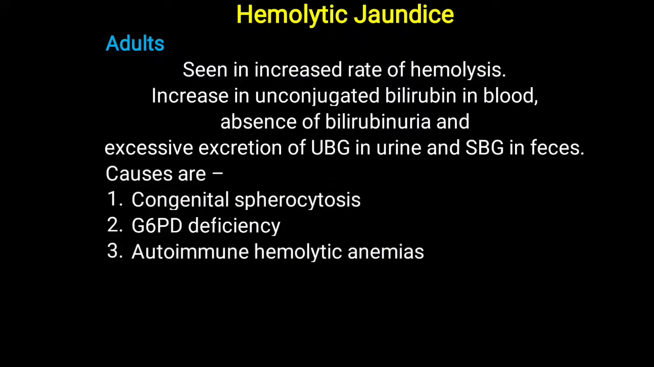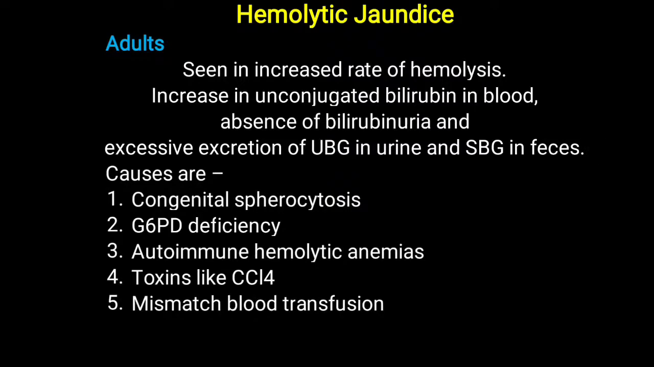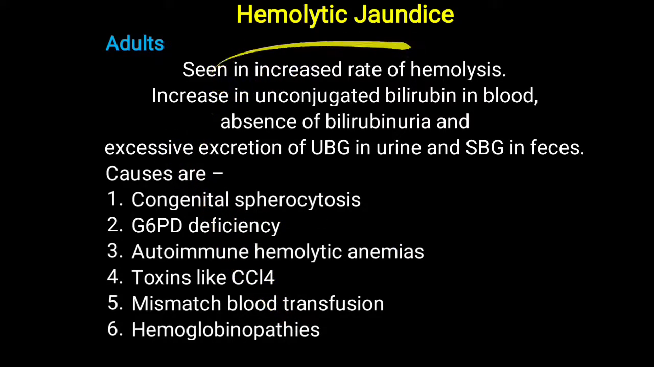Similarly, in autoimmune hemolytic anemia, the immune system works against the red blood cells, leading to hemolytic anemia, and that also creates hemolytic jaundice. Some toxins, like carbon tetrachloride, can also lead to destruction of red blood cells and hemolytic jaundice. In the same way, mismatched blood transfusion gives the same picture as Rh incompatibility but in the adult. Again, hemoglobinopathies like sickle cell anemia as well as thalassemia create abnormal shapes that will be detected by RE cells and destroyed. So all these situations can lead to hemolytic jaundice.